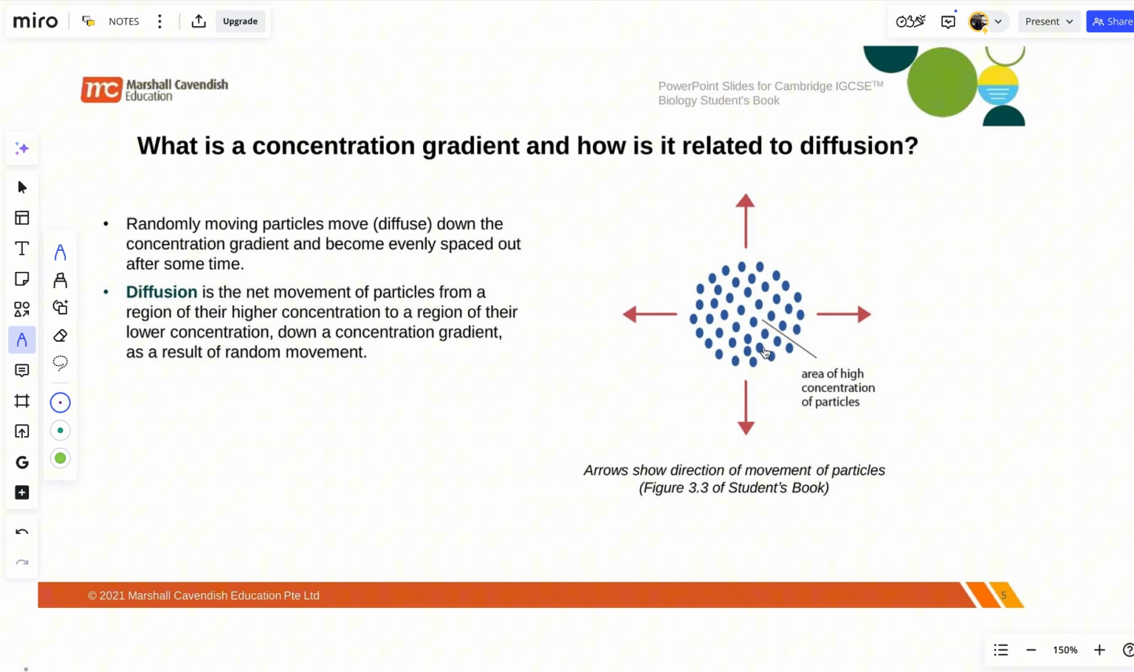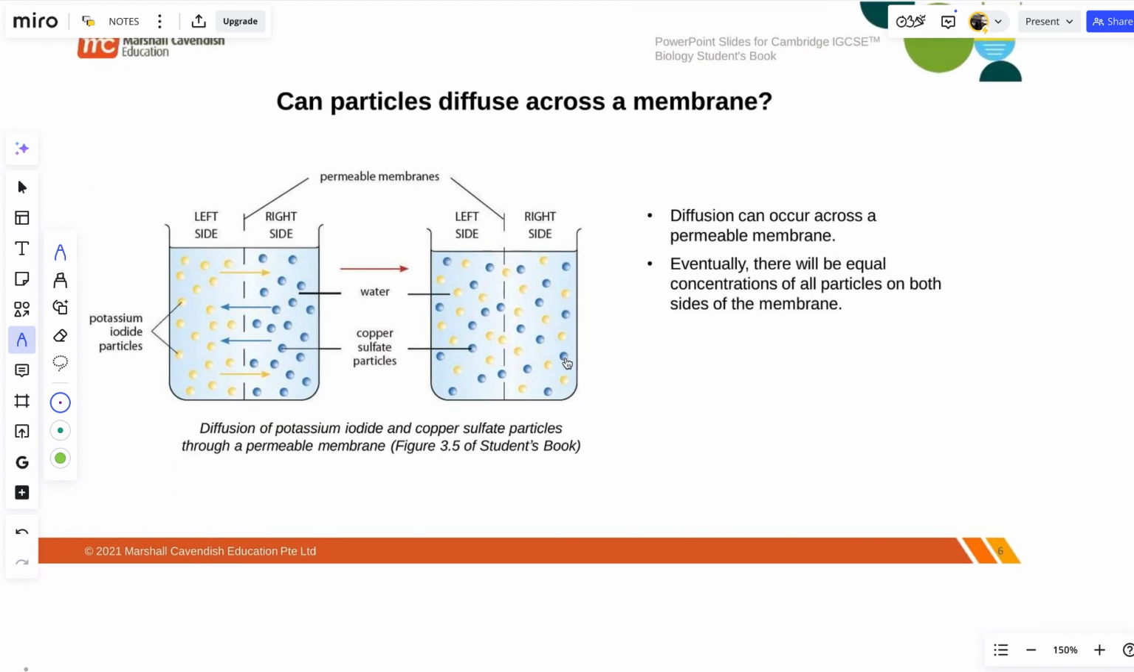Now, diffusion is the net movement of particles from the region of higher concentration to a region of lower concentration, down a concentration gradient, as a result of the random movement of the molecules of the substance that we are putting into consideration. So the random movement of these molecules spreads these particles out from all directions: upward, rightward, downwards, and leftward. All these particles will spread out and move from this high concentration region to other regions where the concentration is way lesser.